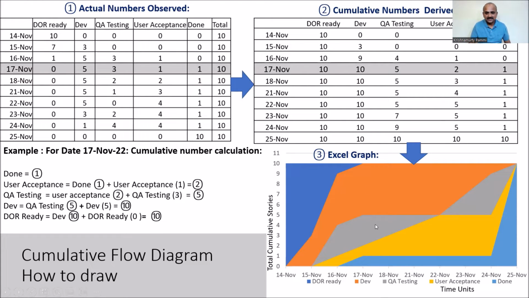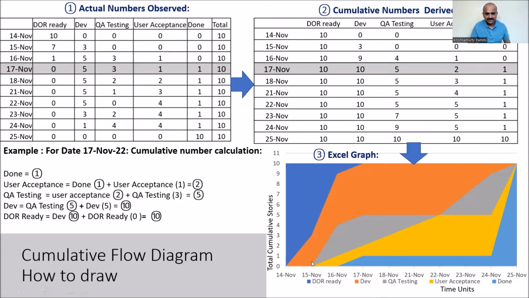So total 10. Similarly, if you say 16th November, 0 are done. And then 1 in user acceptance testing. So we will build 1 on top of that, user acceptance testing, which is in yellow. Then 3 in the QA testing phase. And then there's a 5 in development. We are talking about 15th November.